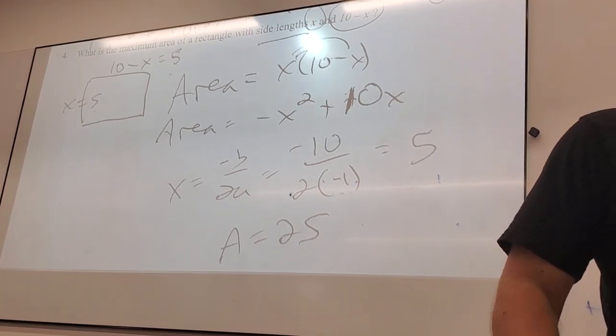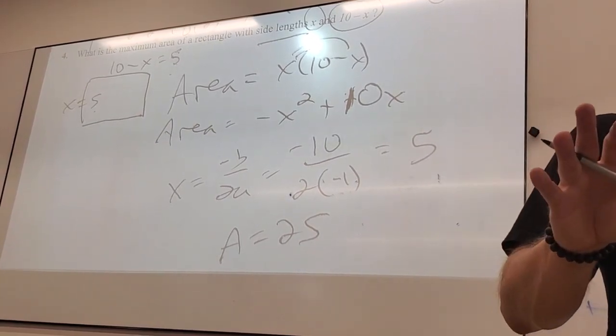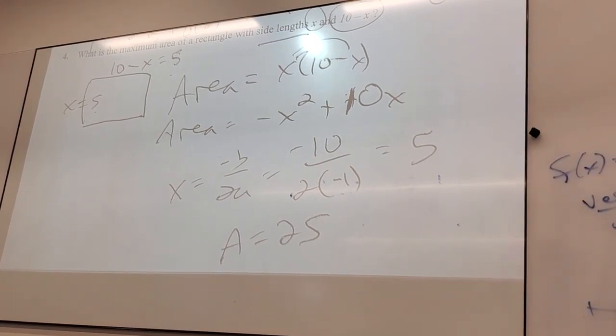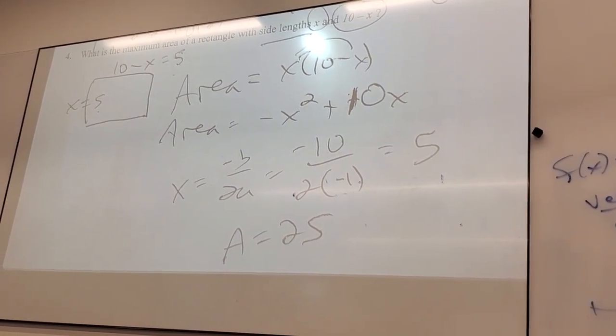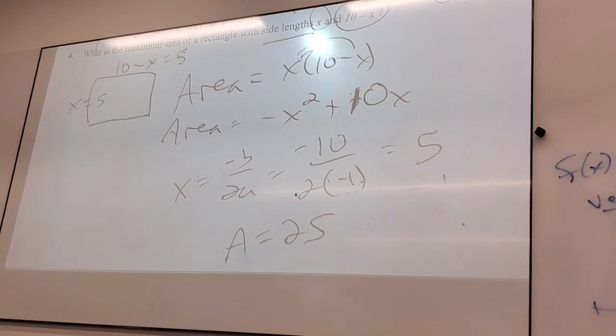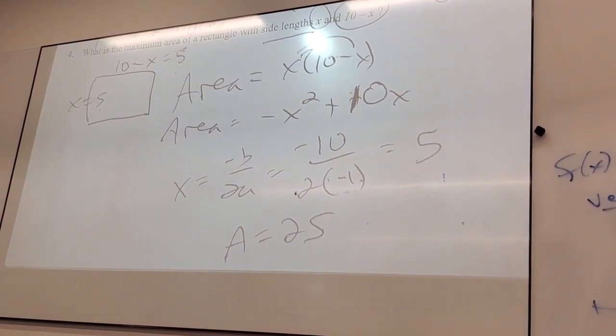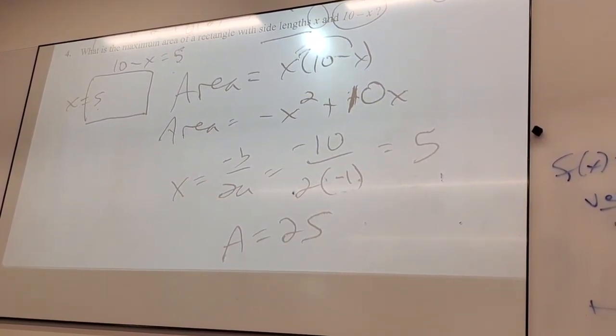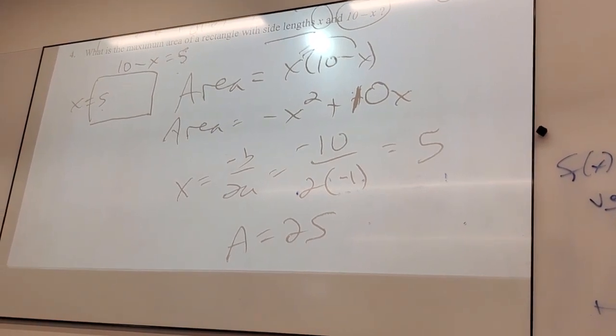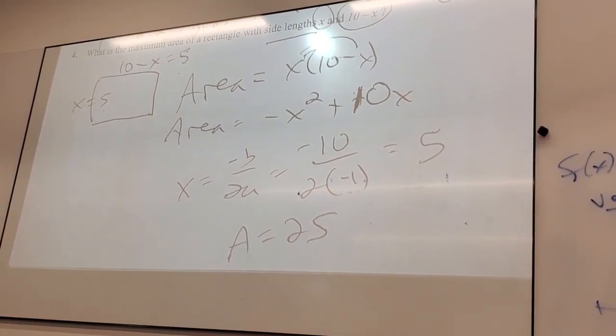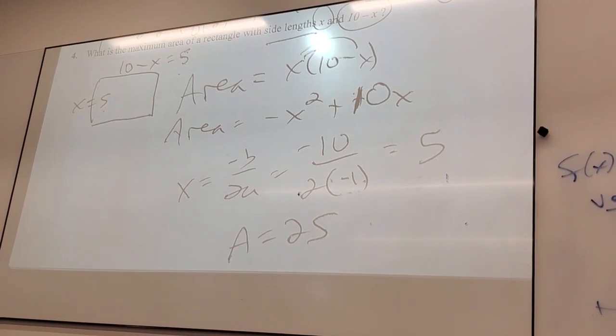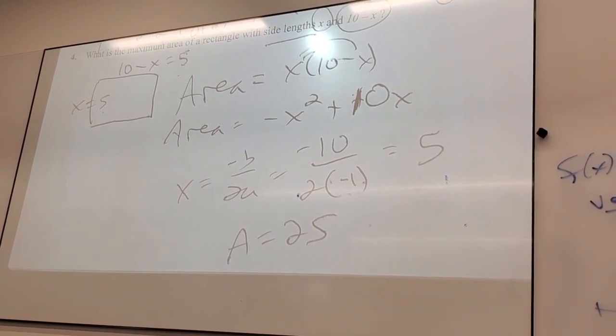You guys kind of with me? Real quick, how come the y is 25? How is the area 25? I know x is 5, so I know the other side is 5, and then I just multiply those together. What do you get when you plug 5 into the area function? You better get 25. What's 5 squared?